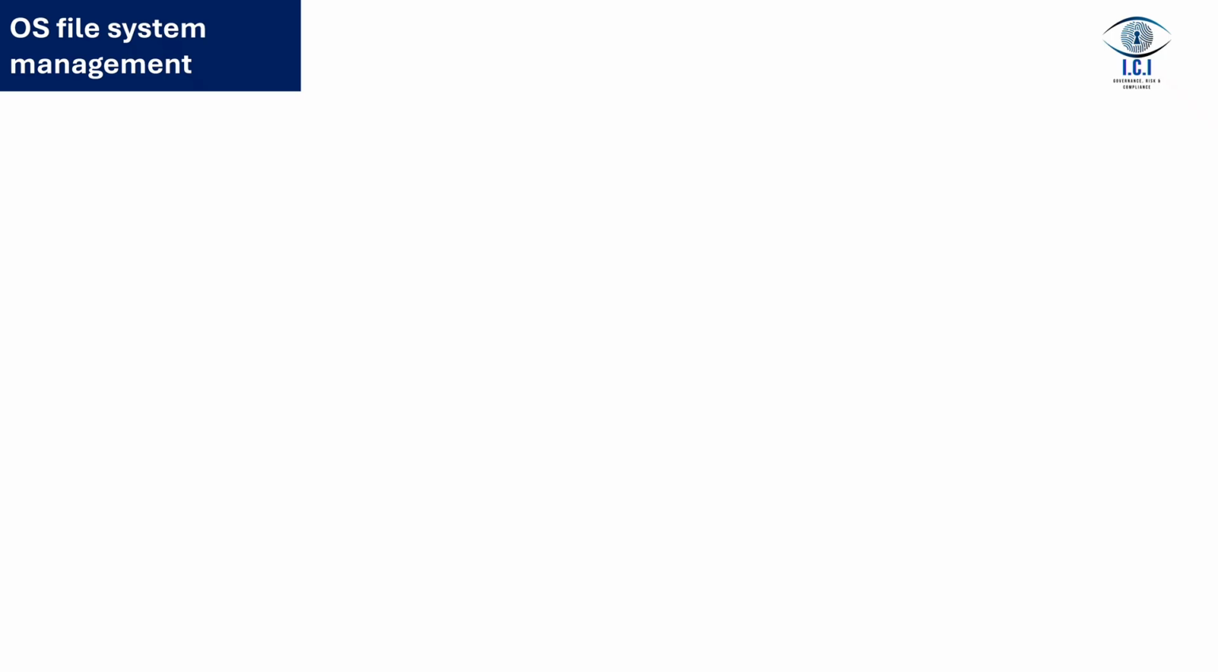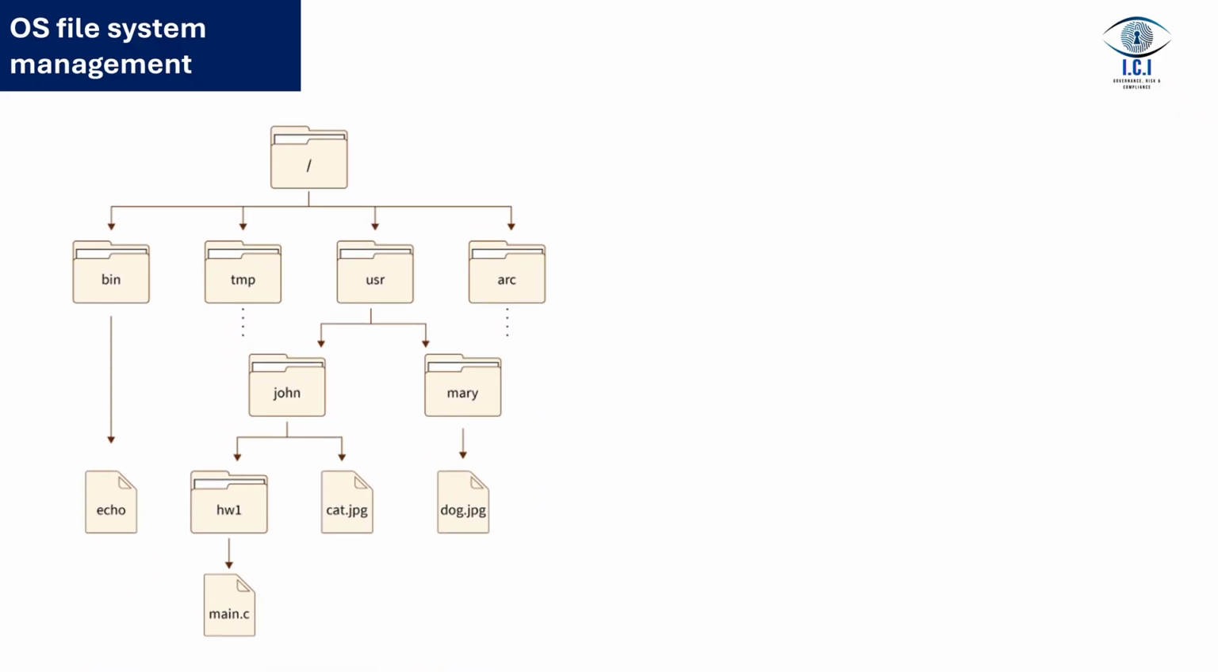Still on operating system file system management, this is just an illustration. This, for example, is a Linux operating system. So this slash, none of you should cram anything. We will still get to this. The bin, tmp, usr, and etc, all these are the folders or directories that come with your Linux. So you don't need to cram it.